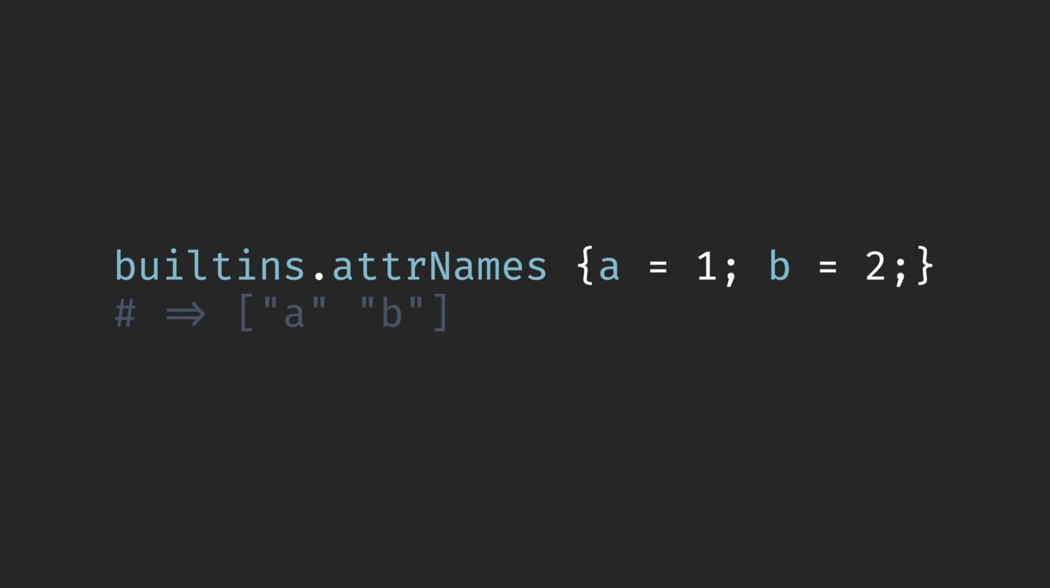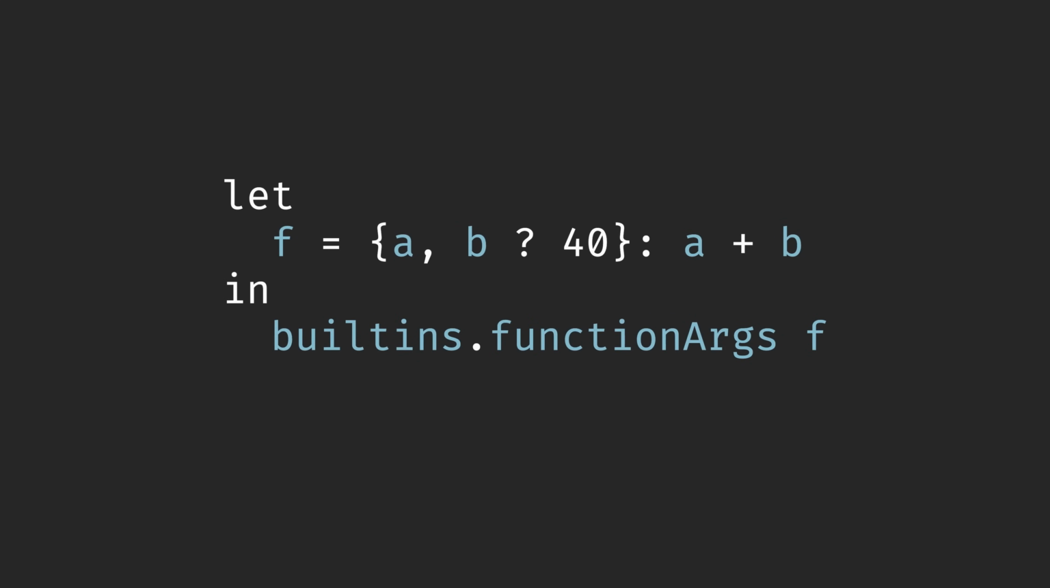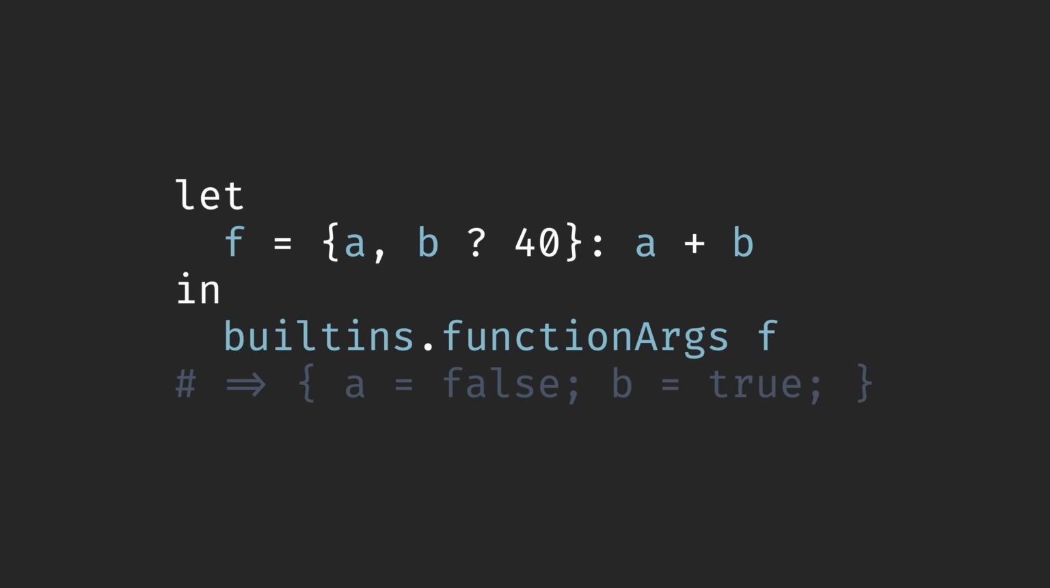Nix comes with a minimal but powerful collection of built-in functions, most of which are on the global called builtins. For example, attribute names gives you a list of all attributes that are present on an attribute set. Similarly, function args gives you a list of all arguments that a function accepts and tells you which arguments have a default value.